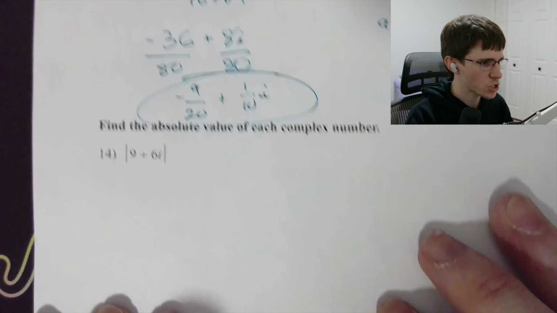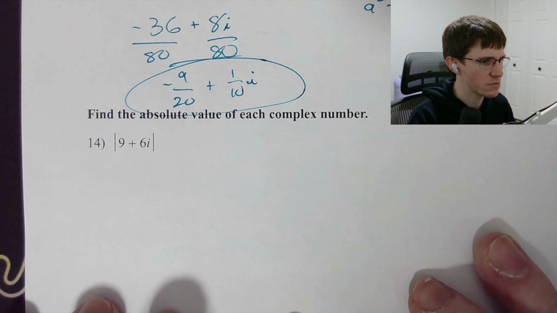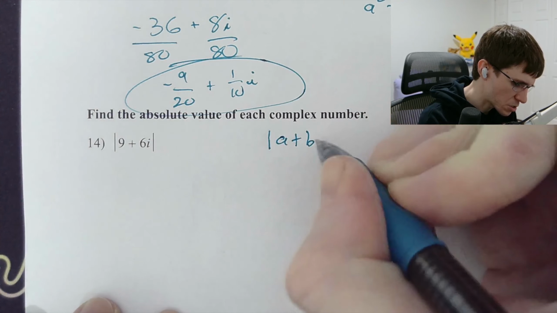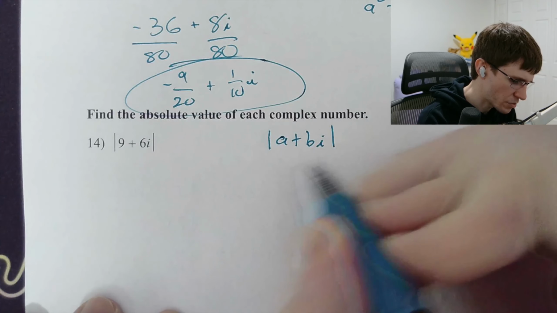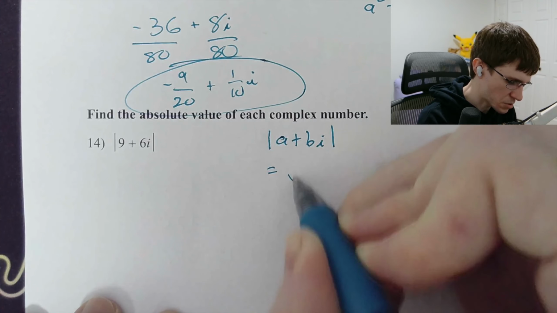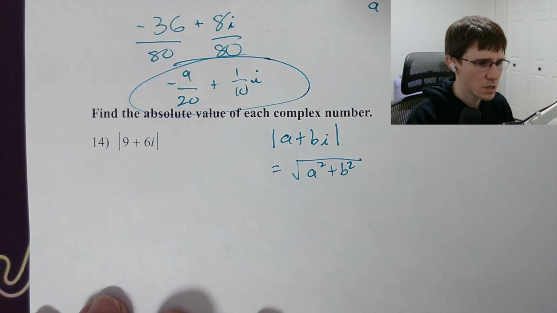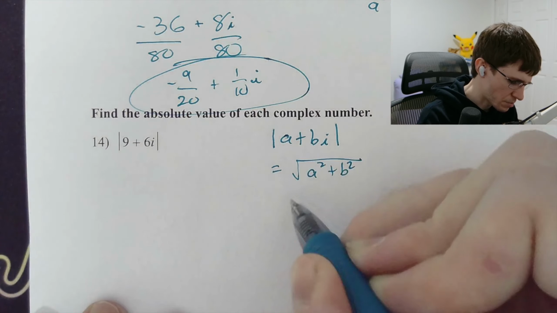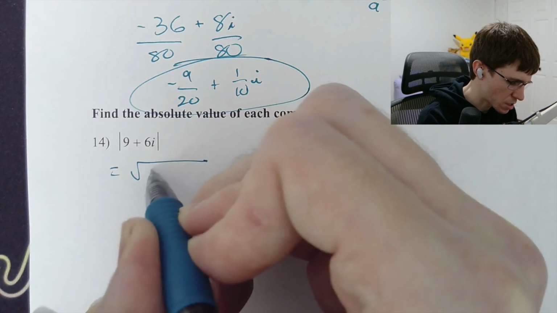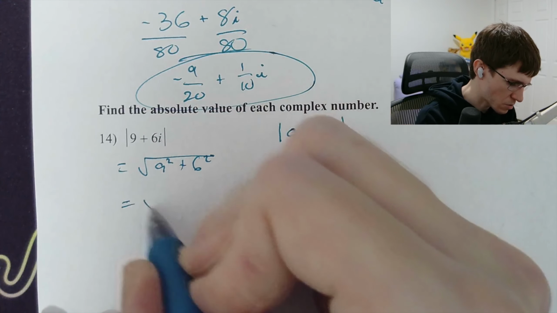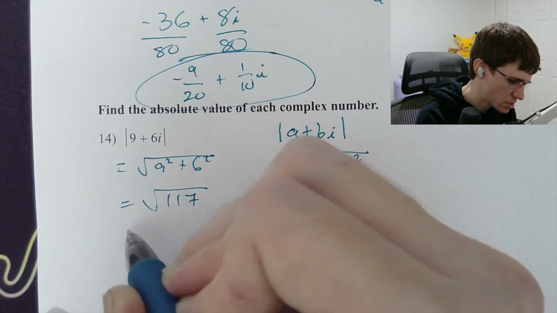Last but not least, we have question number 14. Find the absolute value of each complex number. All we have to do here is remember that we're basically just doing a Pythagorean theorem. This is just going to be equal to the square root of a squared plus b squared. Ignore the i completely and just go for it. So we're going to end up with, on this question, the 9 squared plus 6 squared. And that's going to be the square root of 117.